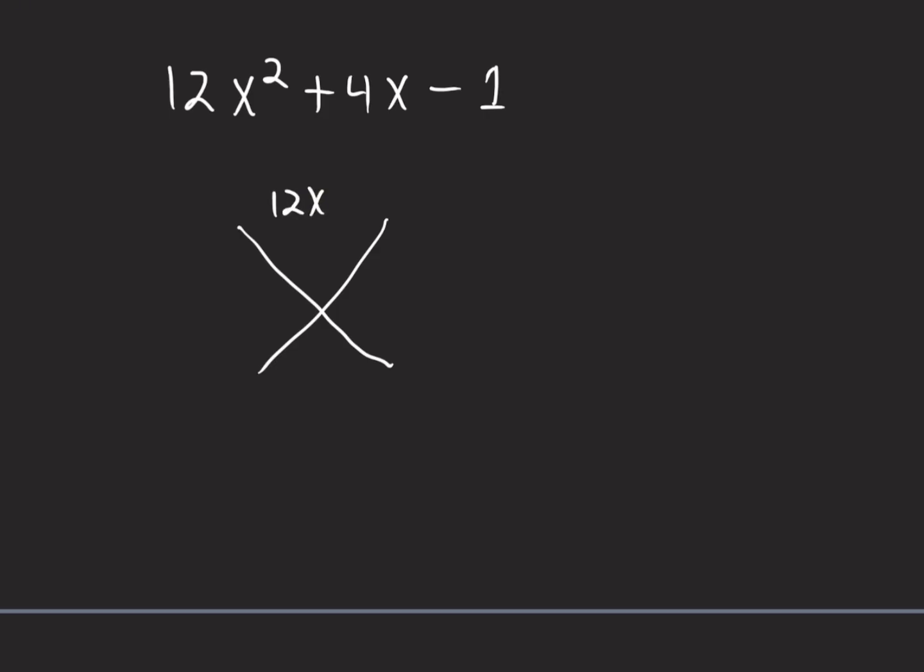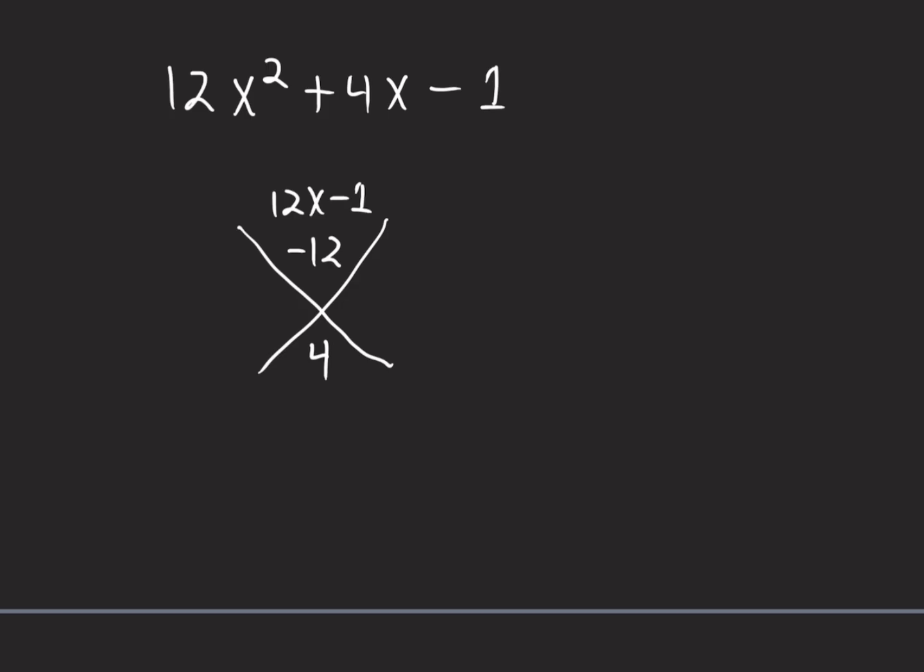Okay, let's get into another one here. So we have 12x squared plus 4x minus 1. Okay, so once again, we're going to go to our cross method. And we need to find first what 12 times -1 is, which is -12. And now in the bottom, we're going to put 4. And now we need two numbers that multiply to -12 and add to 4.